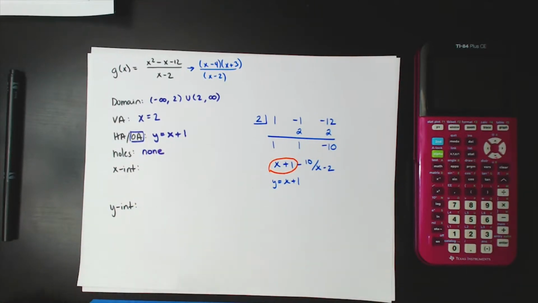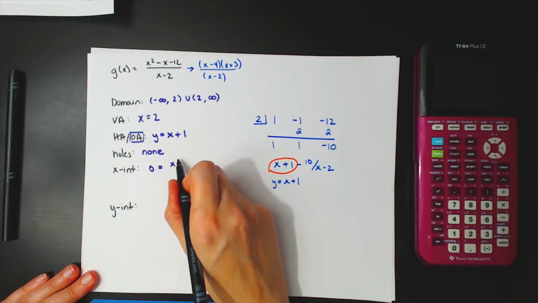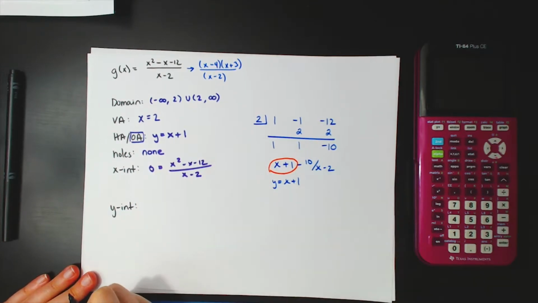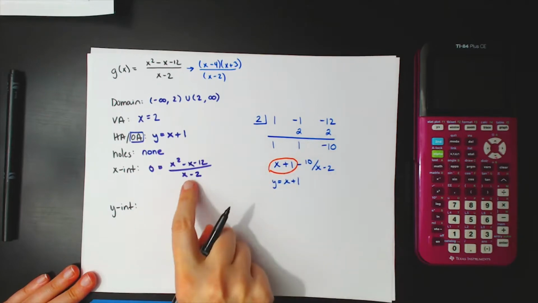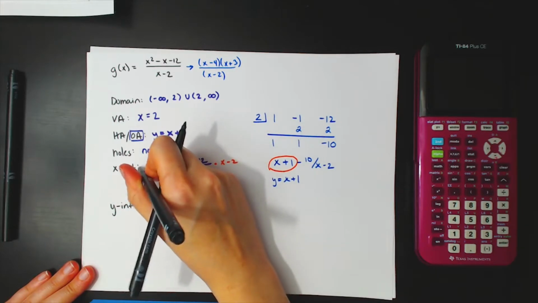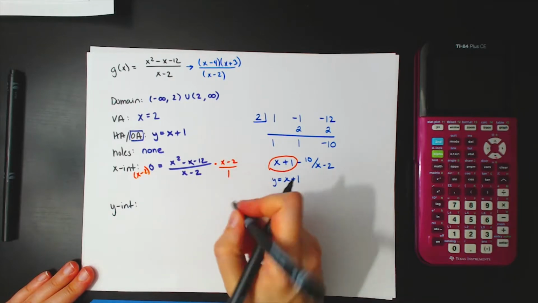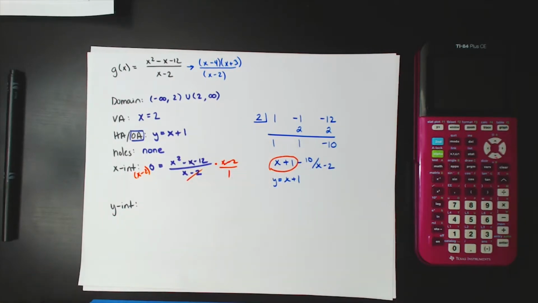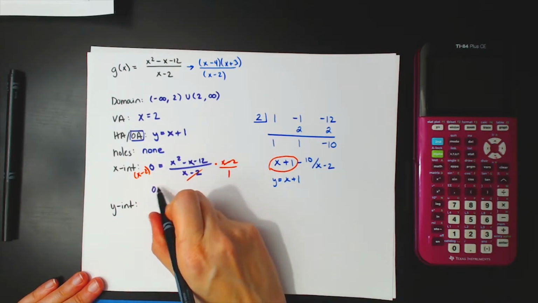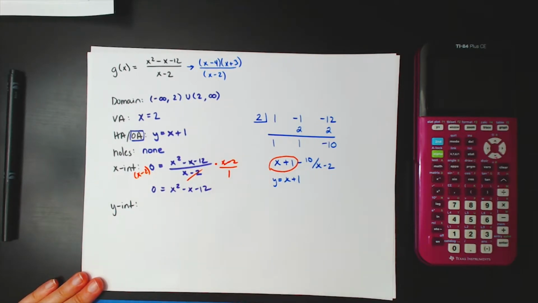For my x-intercept, let's go ahead and plug in y equals 0 and solve this equation for x. Since I have this denominator here, I might as well go ahead and multiply both sides by the denominator. And what's going to happen here, I have an x minus 2 on top and bottom, so those factors are going to cancel. And what I have left is 0 on the left, because 0 times anything is 0, and then on the right, I have x squared minus x minus 12. And so I'm left solving this equation.